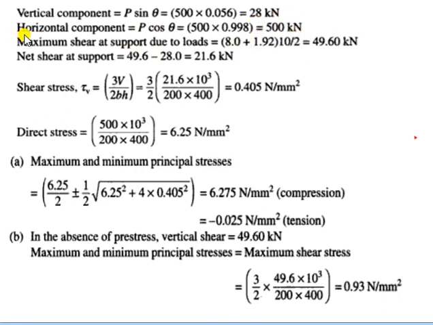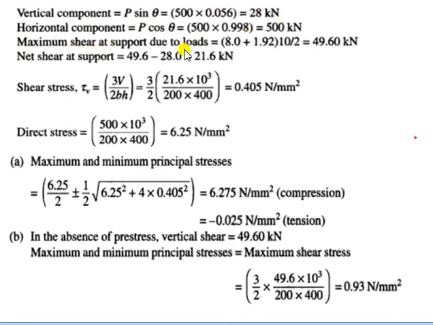Here it is not required to calculate the horizontal component of shear force. I am just showing you how to calculate it. It is P cos theta, which is approximately equal to 500, and the vertical component is 28 kilonewton.